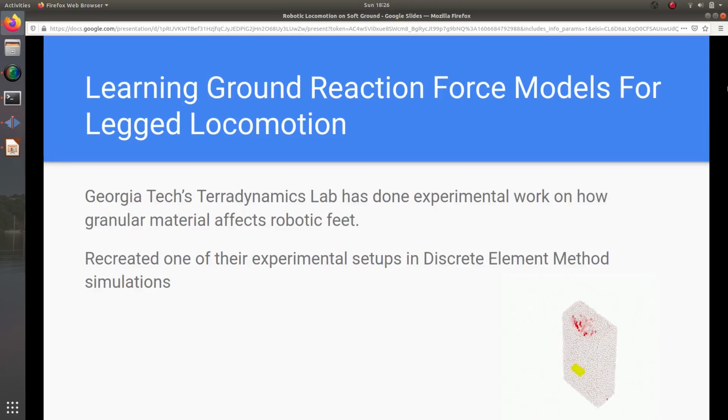So, we want to learn a model of how the ground affects the foot as the foot intrudes into the granular material. Georgia Tech's Pterodynamics lab has done experimental work on how granular material affects robotic feet. We recreated one of their experimental setups in a DEM simulation. Below on the right, you can see a GIF of what our experimental setup looks like.